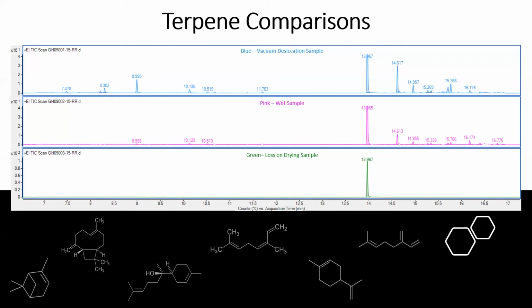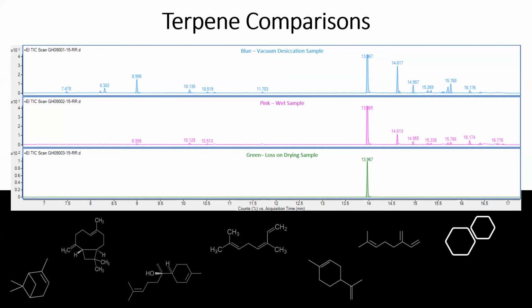Diterpenes, however, are much heavier, more stable, and therefore removing them during the vacuum desiccation process is difficult without the addition of heat. And so you can see that those are much more preserved, and you can see those on the right side of the spectra versus the lighter terpenes, which are going to be on the left side of that spectrum.